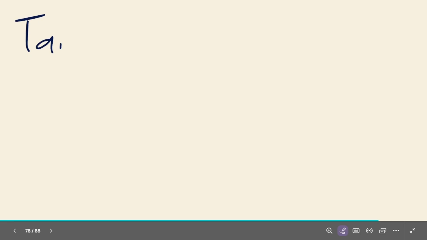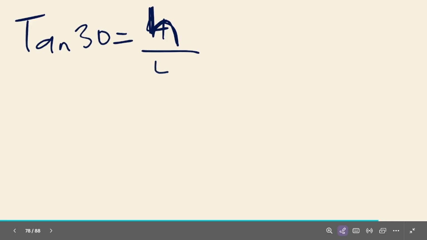So tan 30 is equal to opposite over adjacent. Opposite is H, what we are looking for, the height of the tower, over the adjacent, which is 40. From the values I gave you from that table in the previous lesson, you could check again or use your calculator. Tan 30 will give you 1 over root 3, which is equal to H over 40.